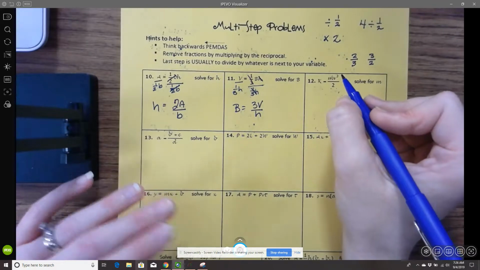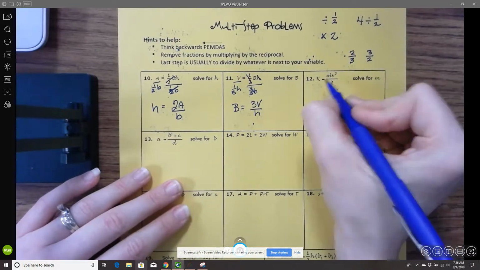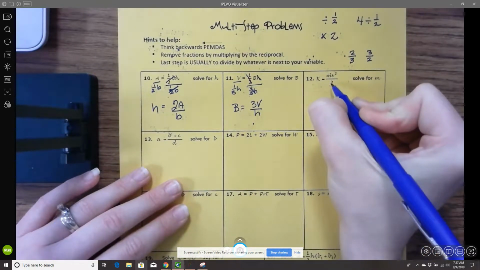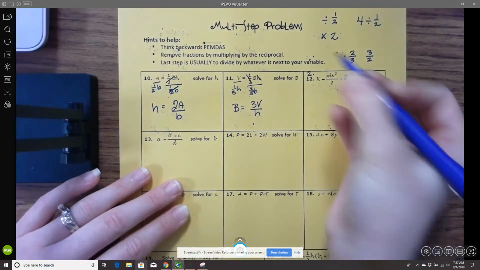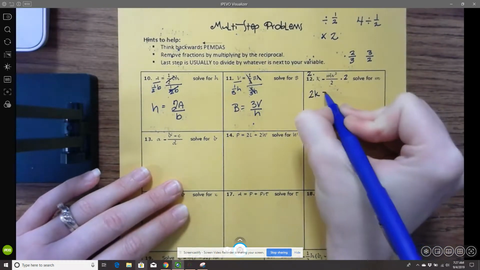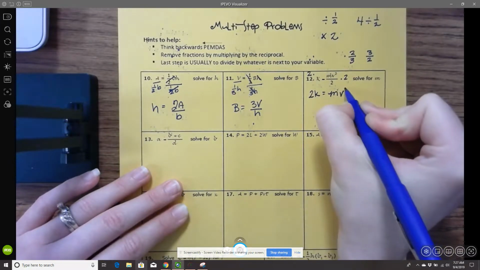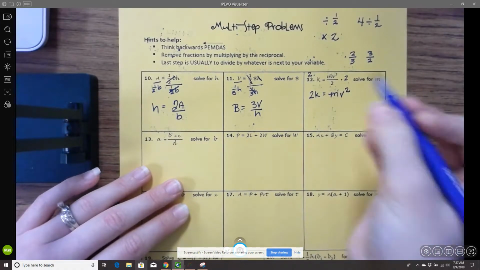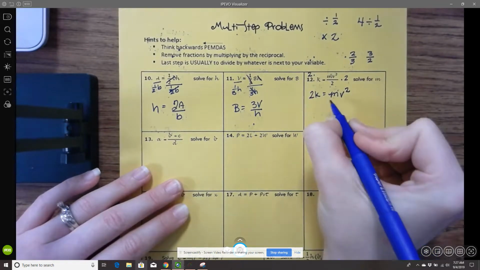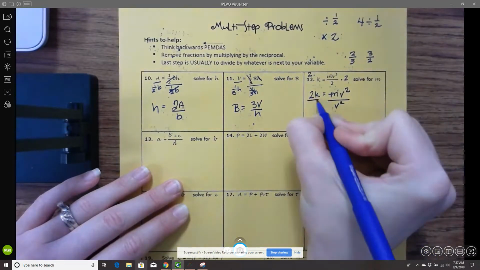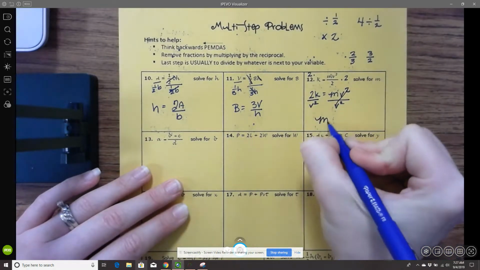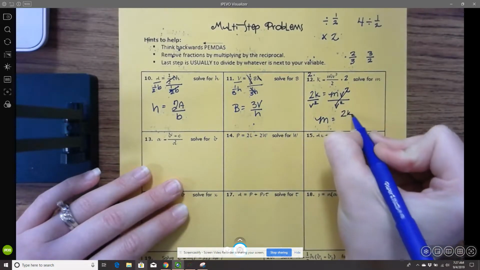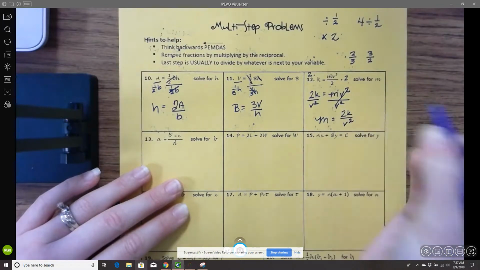All right, and this one we're going to solve for M. So we're going to do this one in two pieces. First we're going to get rid of the 2 on the bottom, this denominator. So we're going to multiply both sides by 2. So I would have 2K equals MV squared. Then to get rid of the V squared, I would divide both sides by the V squared. So this would cancel. So I would have M equals 2K divided by V squared.